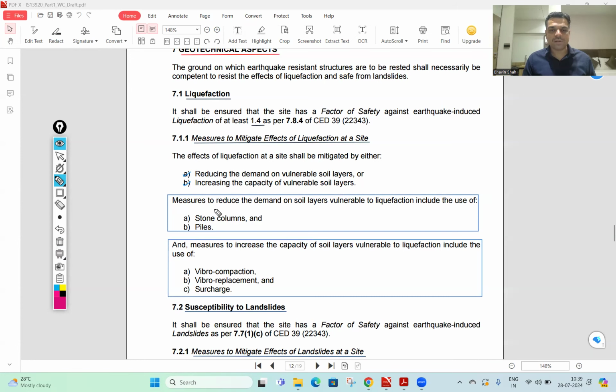So there are certain measures to reduce the demand on soil layers by stone columns and piles. Of course, it's only the means which is written, but again it requires a very detailed and elaborated procedure to adopt, let's say, a certain technique on a real project, and add measures to increase the capacity of soil layers, which is vibro compaction, vibro replacement, and surcharge.